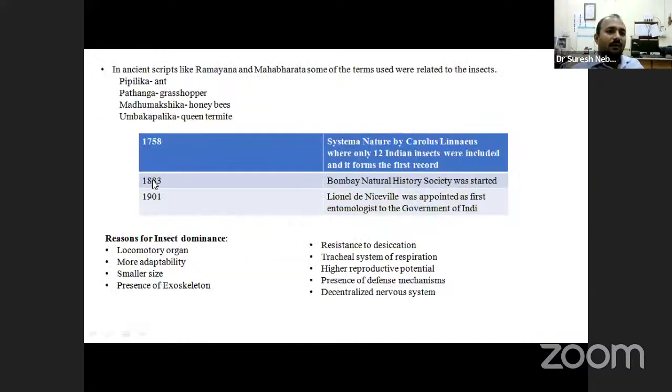So some points I want to discuss with you regarding the history of entomology. In ancient scripts, the Ramayana and Mahabharata, some books you can get where they have given some information, whatever is found in Ramayana and Mahabharata also. But I think for this section, you follow the Entomology at a Glance book. There, very important and related information is given.